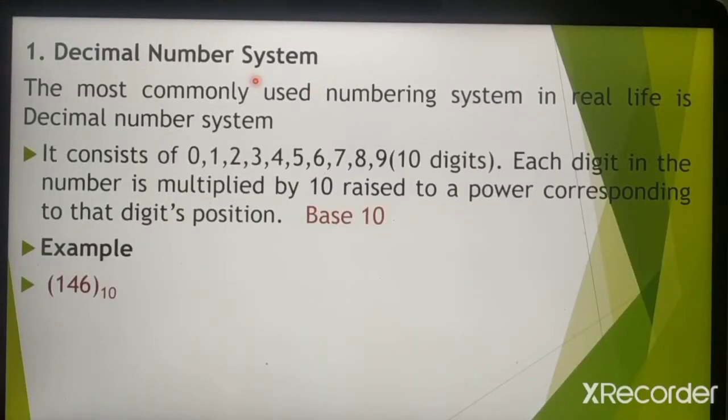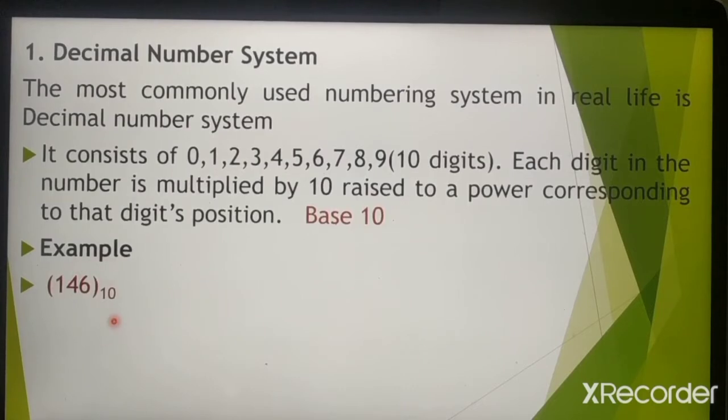As we know, this is the most commonly used number system in our real life. In this decimal number system, we are having 10 numbers from 0 to 9. So totally we have 10 digits. So it is called the decimal number system. Its base number is declared as 10. This is an example of decimal number representation: 146, this is a decimal number. This is base 10, 146 to the base 10. 10 means it is simply called a decimal number.